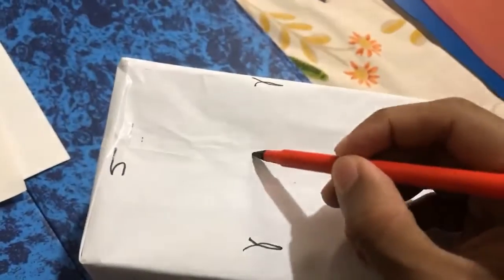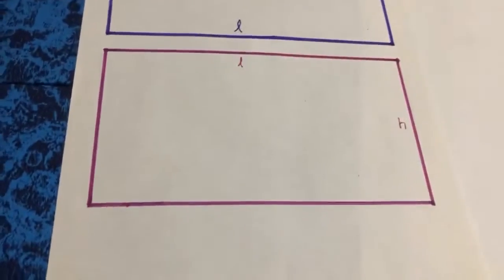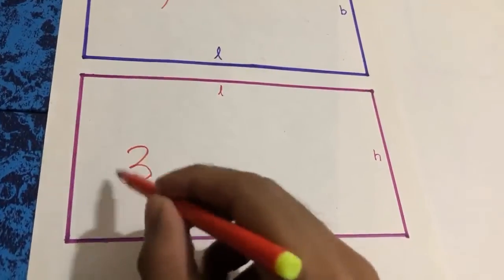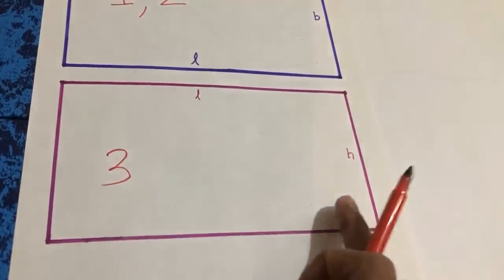We have this face. What is this? L and H. We'll keep the L and H over our papers. I'll call this face 3, and we see that this is our rectangle, and the area of this rectangle is L into H.